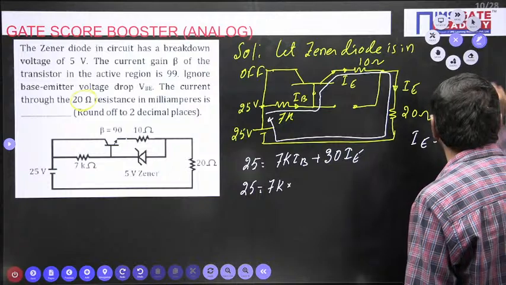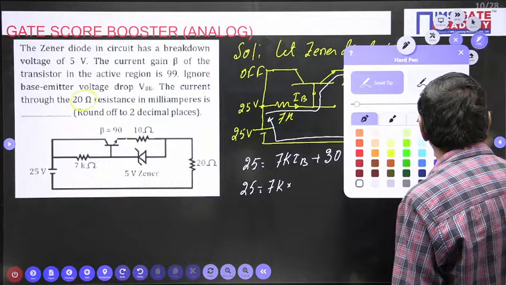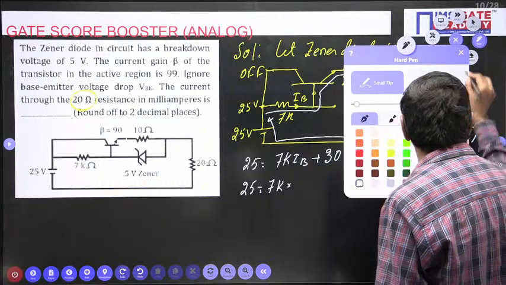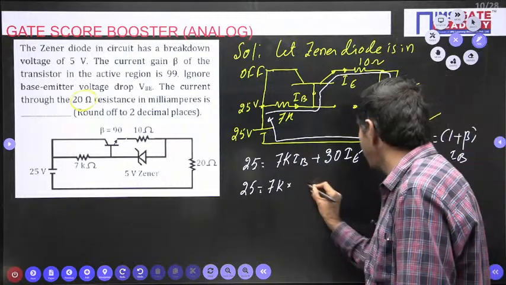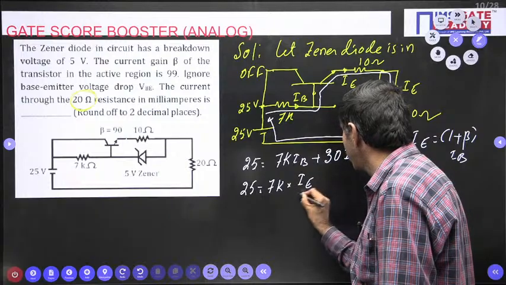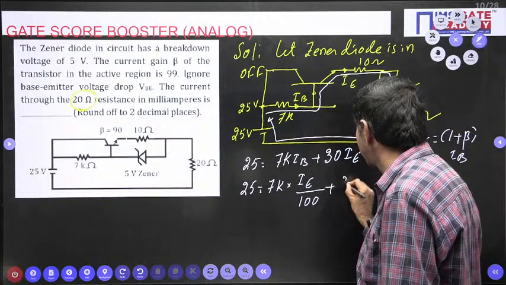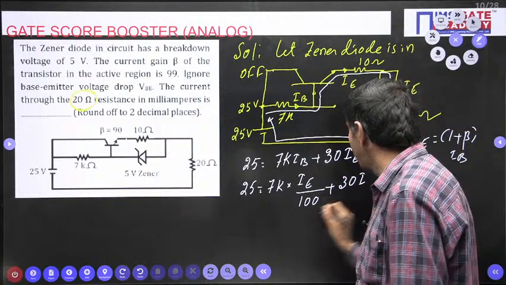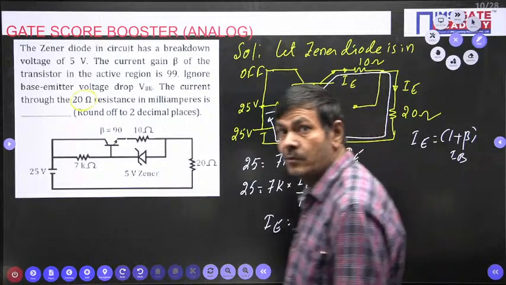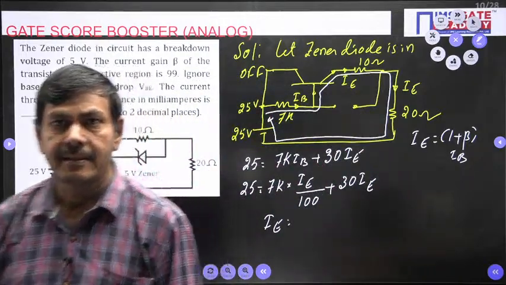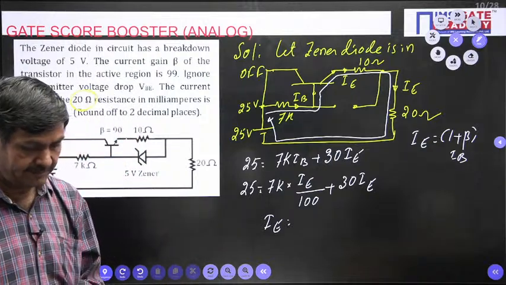1 plus beta times IB is possible here. So IB equals IE by 1 plus beta. Beta is nothing but 99, 99 plus 1, 100. Plus 30 IE. Now you may know the current IE here. What current will you get here? What IE are you getting? Yes, 3.35. I will check it now.